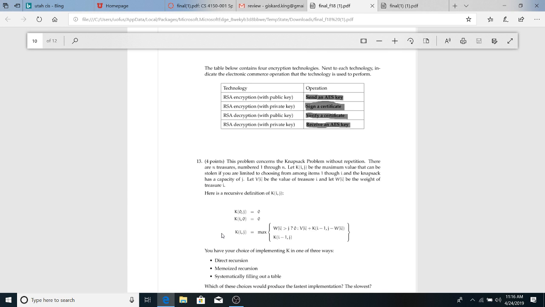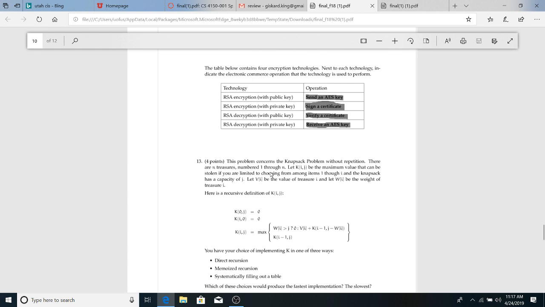Okay, so here they're talking a little bit about what the treasures are. You have n number of things you can pick up, and each one has a cost associated with it. That's what W of I is. V of I is the value, and W of I is how heavy the object is. And here they give you a recursive definition.